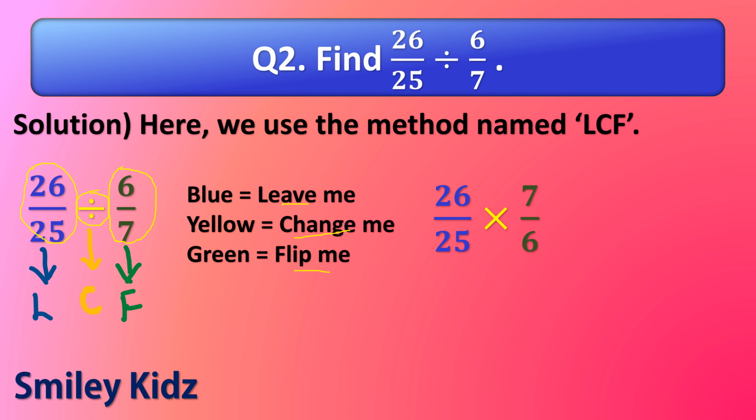Then it will be 26 by 25 into 7 by 6. Here we have just changed the division sign into multiplication and we have reciprocaled 6 by 7 to 7 by 6. 2 13s are 26, 2 3s are 6. That is equal to 13 into 7 is 91. 25 into 3 is 75. That is equal to 91 by 75.